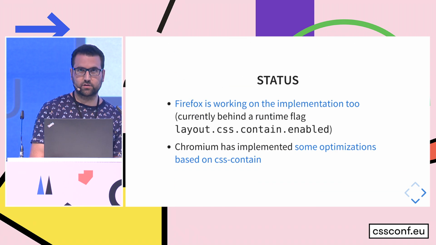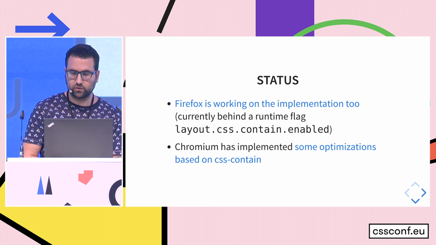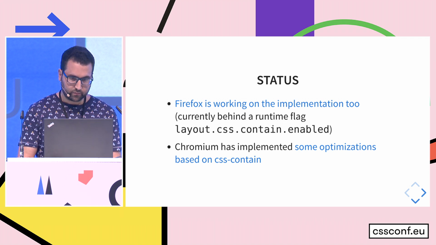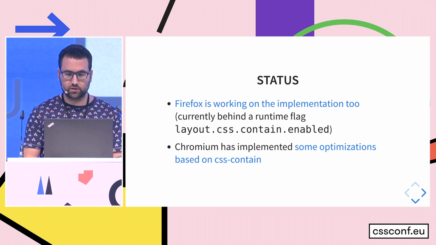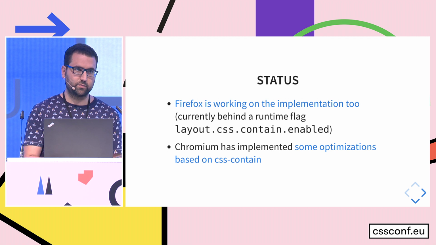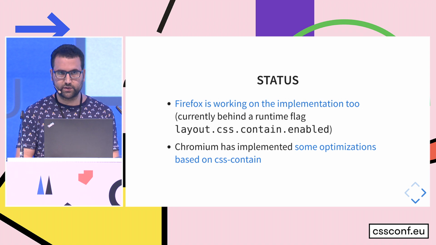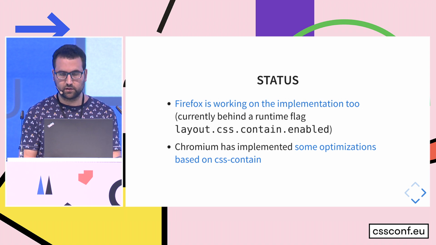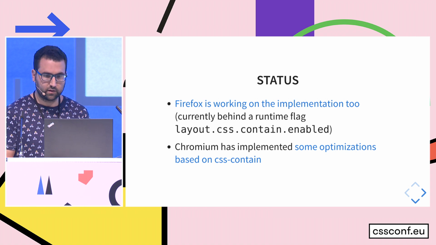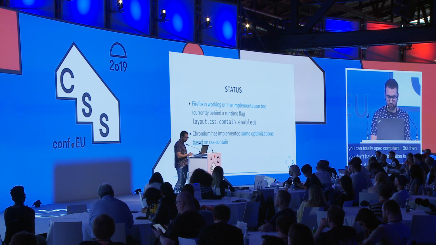And then Firefox is also working on the implementation. They are targeting Firefox 69 to ship it, but you can already test it behind the runtime flag. And meanwhile, Chromium has been implementing some optimizations based on CSS Contain. So, like I said, you can just parse the property in the browser, implement the restrictions, and you are passing all the tests of CSS Containment, so you are totally spec compliant. But maybe you don't have any optimization in the browser, so it's not useful at all in the end. So when the browser has that information, it still needs to implement some optimizations.